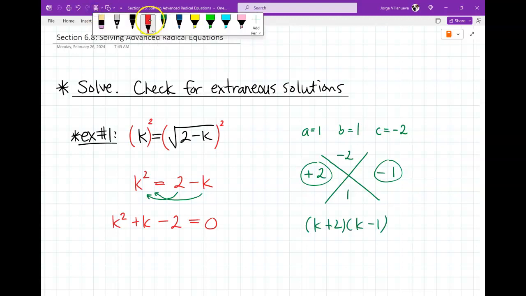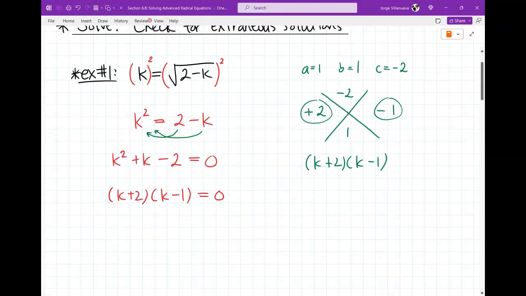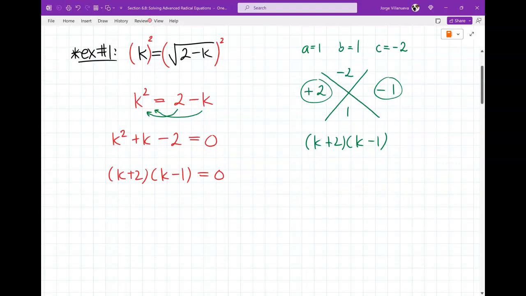So let me go back to the original problem. K plus 2, k minus 1 equal to 0. And at this point, you're going to solve for both answers, and then we're going to check them. All right? So let me solve for the first one. K plus 2 equals 0. And then I'll put the other one, k minus 1 equals 0. So if I solve for the first side, that k plus 2 equals 0, what's k equal to? Negative 2. And if I solve for the other one, k is 1. All right, I got 2 answers. All right? But do they both work?